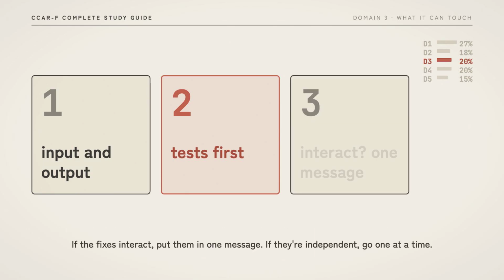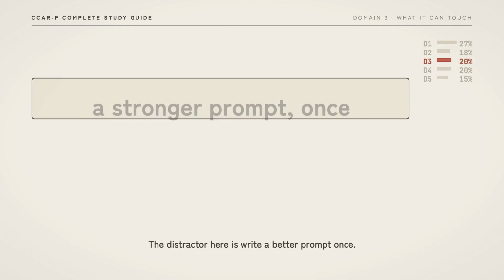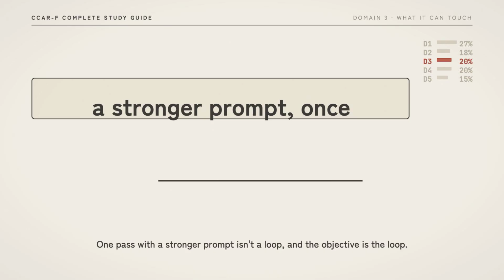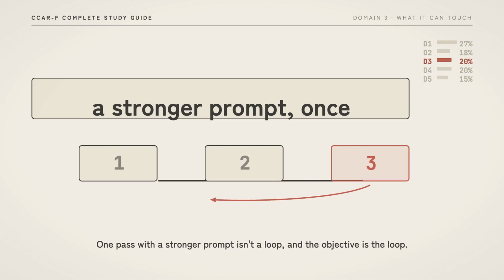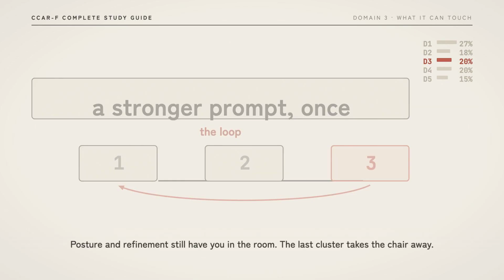If the fixes interact, put them in one message. If they're independent, go one at a time. The distractor here is write a better prompt once. One pass with a stronger prompt isn't a loop, and the objective is the loop. Posture and refinement still have you in the room. The last cluster takes the chair away.